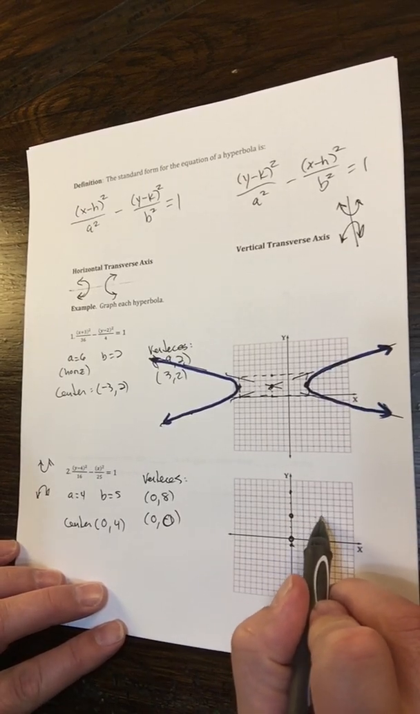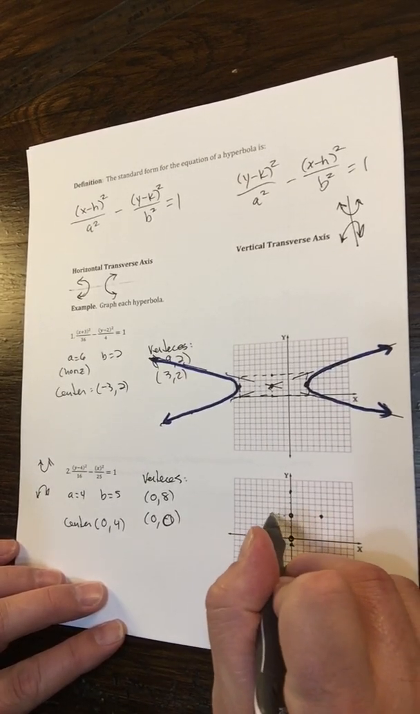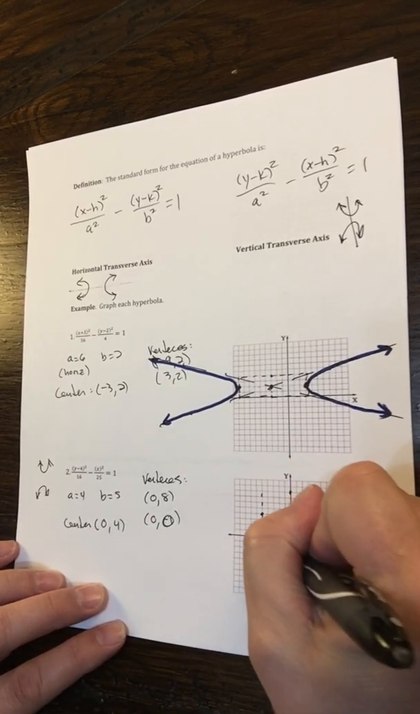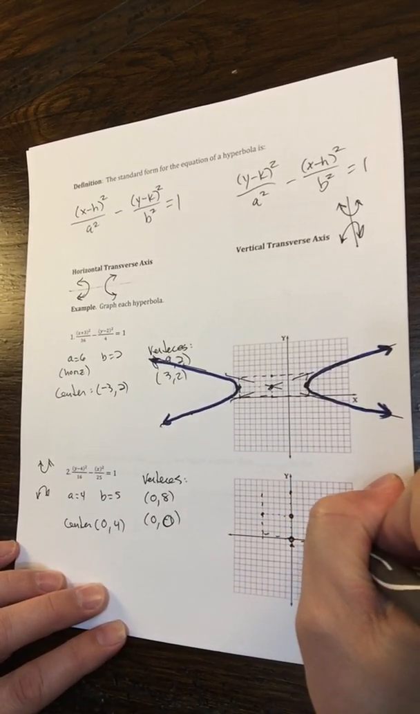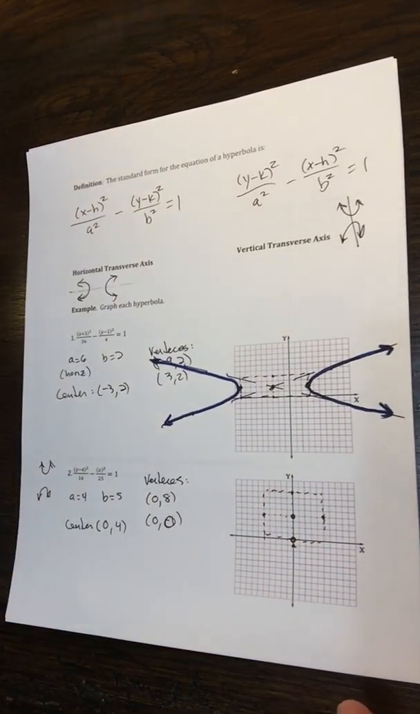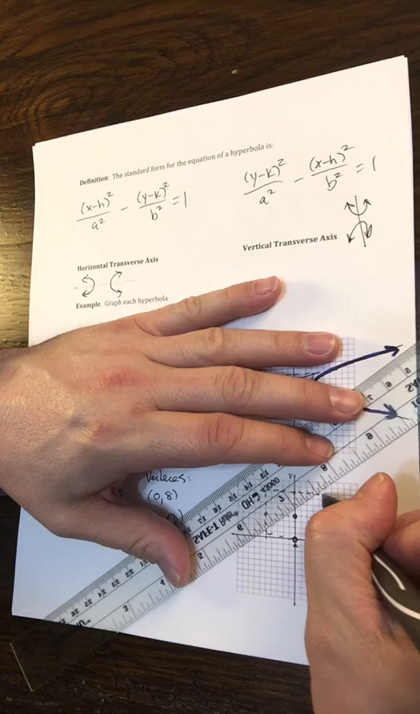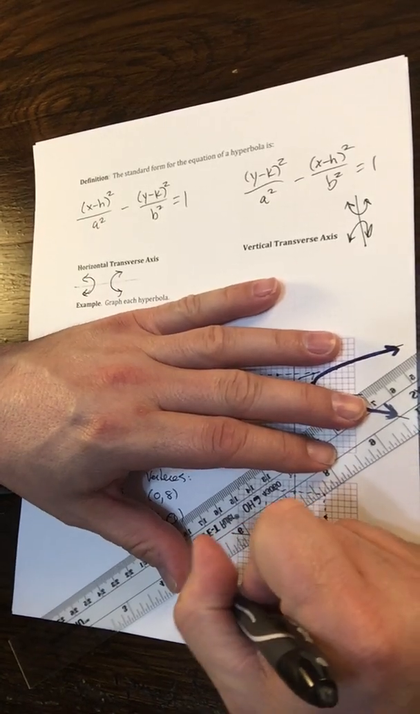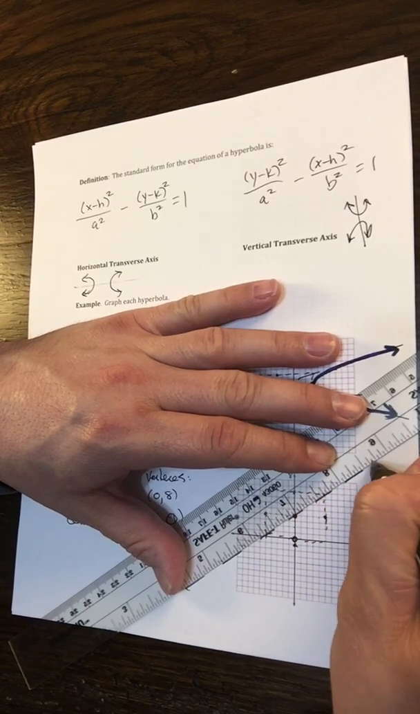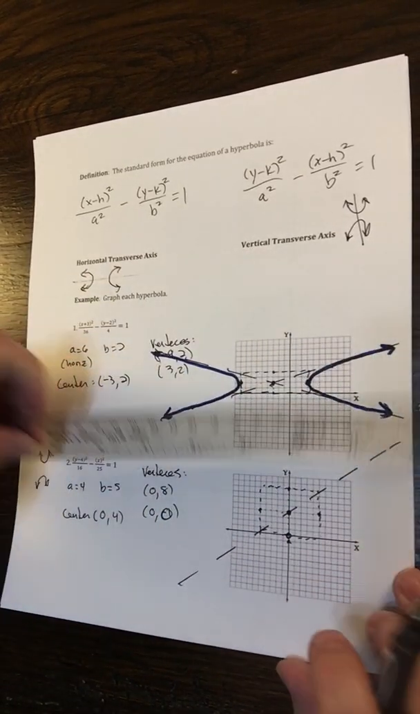Okay, so the 5. 1, 2, 3, 4, 5. And then 1, 2, 3, 4, 5 points that way. And here we go. Make the box. Here's my box. Then I'm going to connect that diagonal. I'm going to make the diagonals by connecting the corners here. Go right through the center. Make myself some solid dashed lines right there. That gives me a direction for how to make my hyperbola.